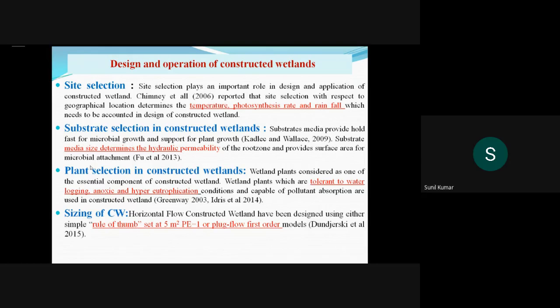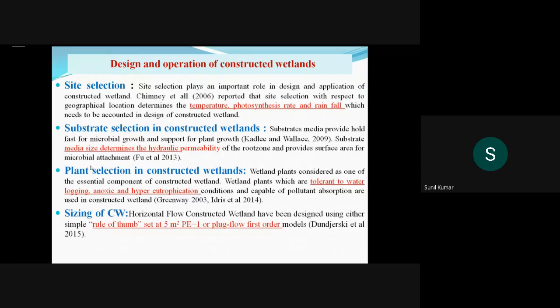So the next parameter to be considered is substrate selection in constructed wetland. Substrate selection has two roles here. One is maintaining the hydraulic permeability of the root zone, which is very, very essential. Otherwise, the constructed wetland gets choked up. In order to have flow and hydraulic conductivity, the root zone size will be selected. Selection of the root zone size is very, very important.